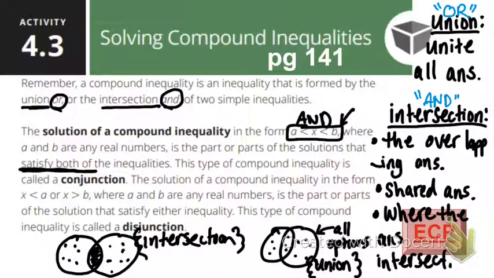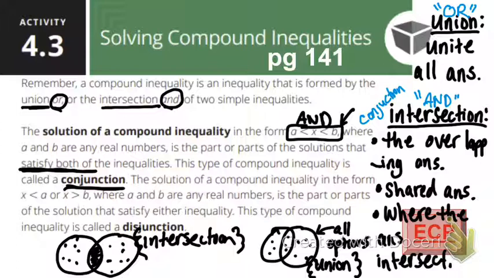So it'll either say the word and, or it'll be in this form for it to be an intersection. Okay? This type of compound inequality is called a conjunction. So if we have a conjunction, we're looking for the intersection. So I'm going to put a little note there as well. Conjunction. Okay, so we're looking for the intersection when we have a conjunction.